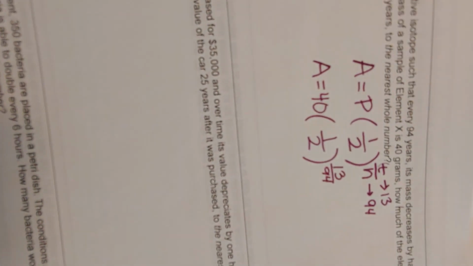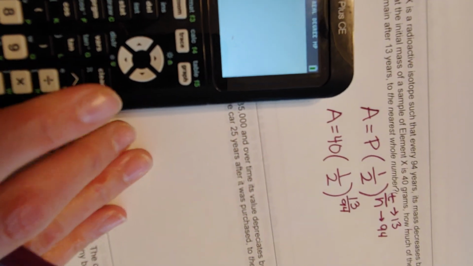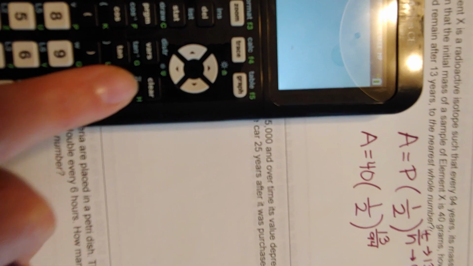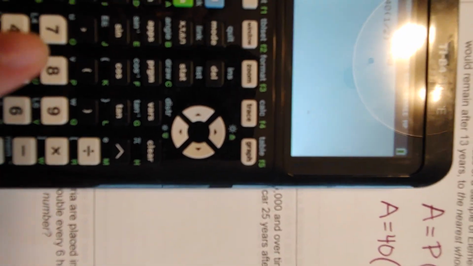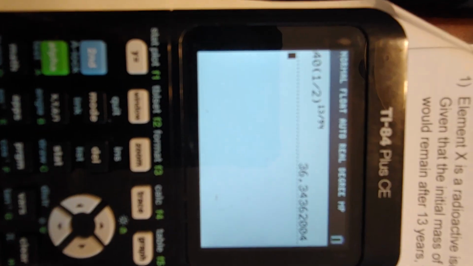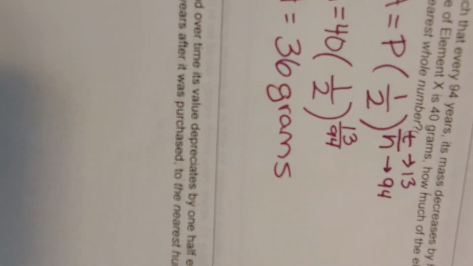And then we throw this into our calculator to say how much of the element would exist. So we have 40 times 1/2 raised to the 13 over 94. And you can, of course, use alpha y equals for these to make fractions. So to the nearest whole number, 36 grams of this element would still exist after 13 years.